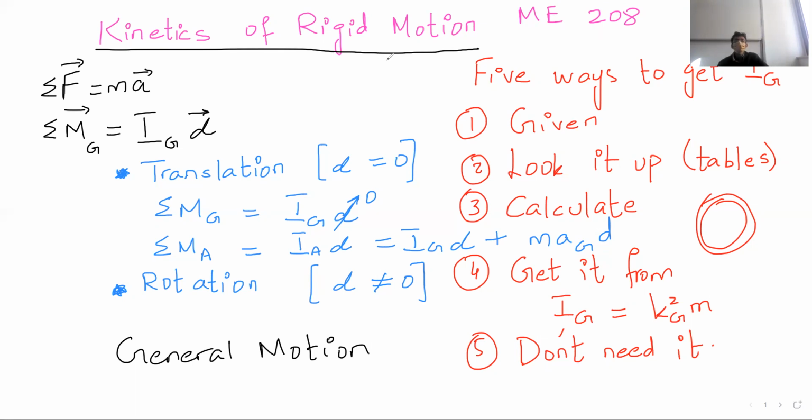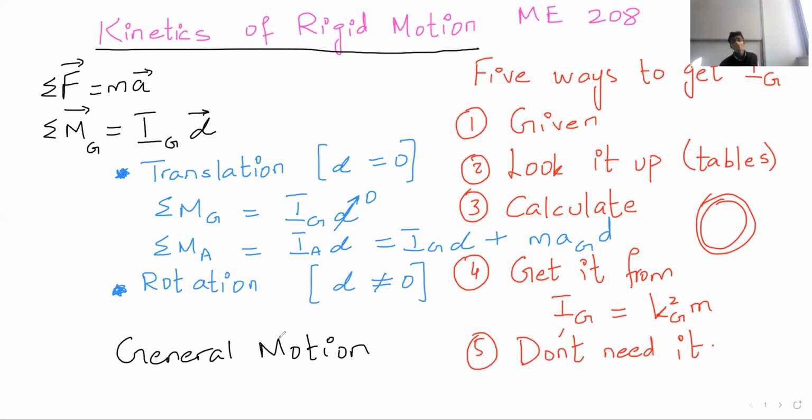Yeah. What I'm saying is that today we are talking about the kinetics of rigid body motion. We are starting it. We will be using summation of forces equal to mass multiplied by acceleration, and summation of moment about center of mass or center of gravity, if you want to call it, is equal to Ig alpha. Ig is the moment of inertia of the object about the center of mass. Now, for a translation problem, alpha, the angular acceleration, is 0. For a rotation problem, alpha is not equal to 0.